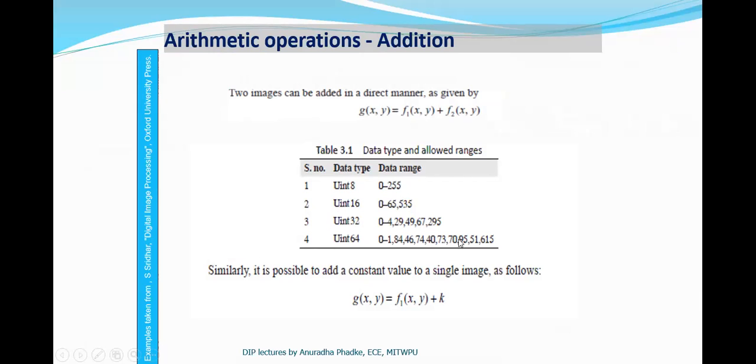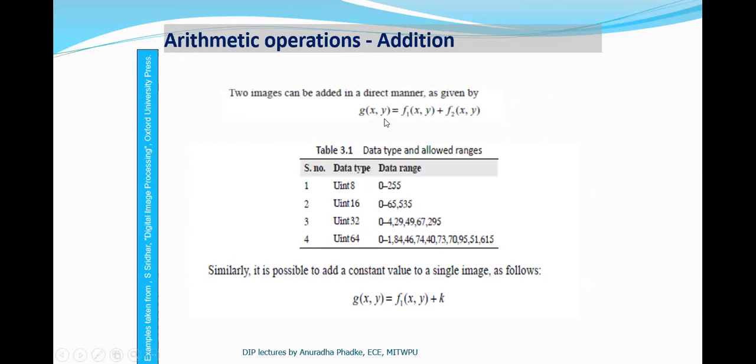Okay. So we can add two images by pixel addition. So we can add pixel at location x1, y1 from image f1 with pixel at the same location, that is location x1, y1 from image f2. And when these two are added, we get new pixel at location x1, y1 for the new image G. Okay, so this is basically pixel by pixel addition.